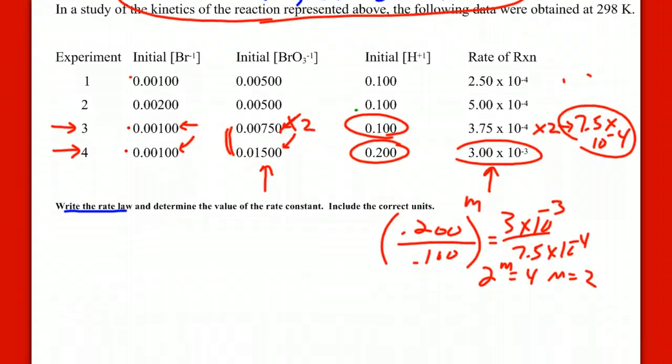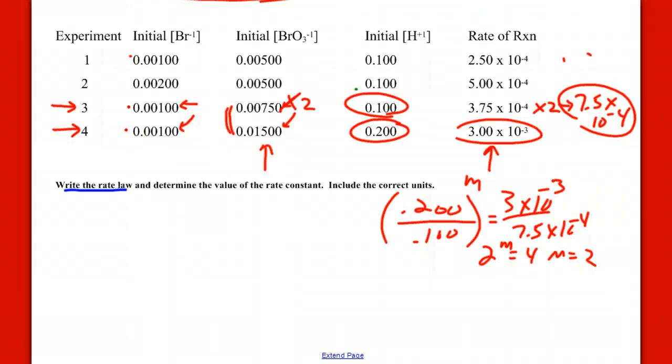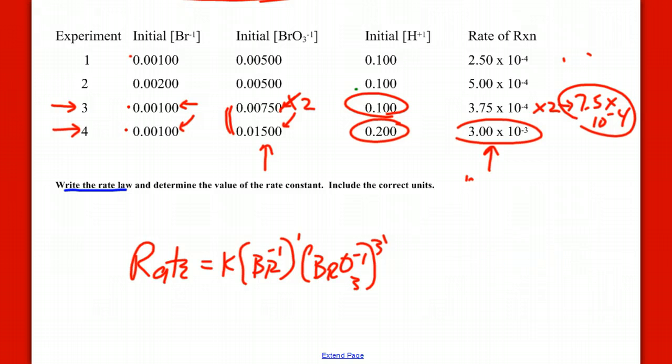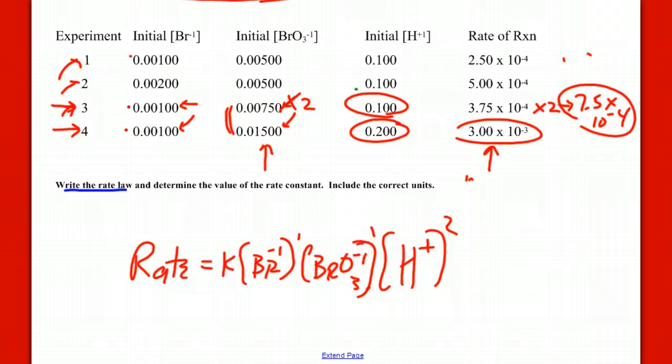Okay, now, what's k? What's the value of k? To find the value of k, you're just going to plug your numbers into the rate law. And I have rate equals k times the bromide ion to the first power times the bromate to the third power times, well, that was a big lie. How about the bromate ion to the first power times the hydrogen ion to the second? Okay. Pick any one of these lines and plug in your numbers. But when you do so, you have to include the units. And the unit here for the rate is moles per liter per second.